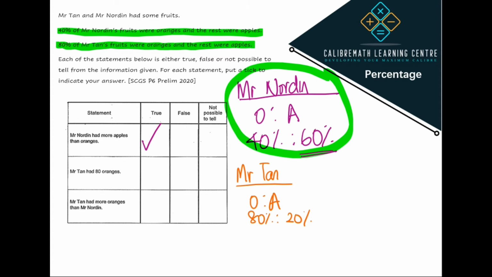Now the next statement we are given, Mr. Tan had 80 oranges. Now we only know that Mr. Tan has 80% of oranges. We don't know if the 80% represents 80 oranges. We do not have enough information to tell that. So for the second statement, it is not possible to tell.